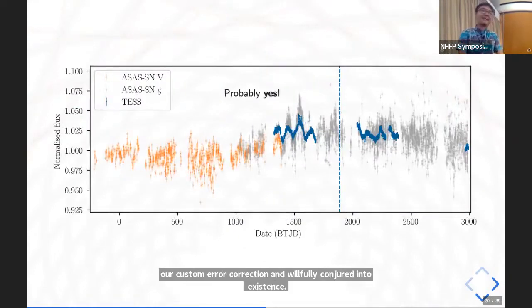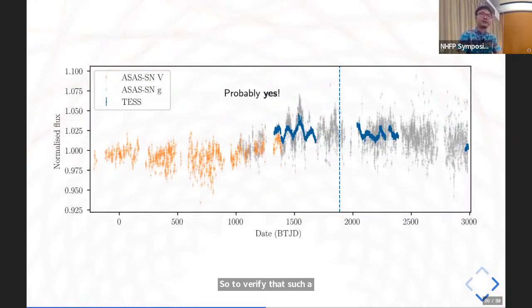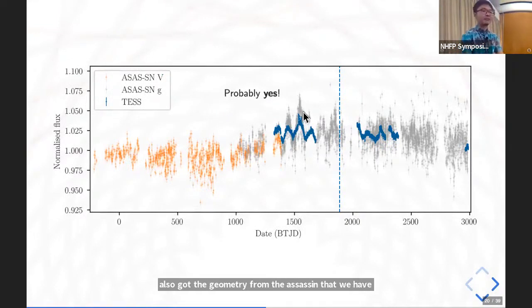So to verify that such a modulation is indeed real, we also got photometry from the ASAS-SN network of telescopes, and you can see that the ASAS-SN signal, which is from the ground and therefore independent of TESS systematics, does also give you a 100-day modulation, and so we are pretty certain that this 100-day period is real.